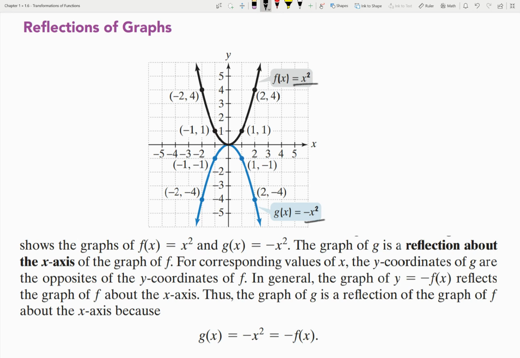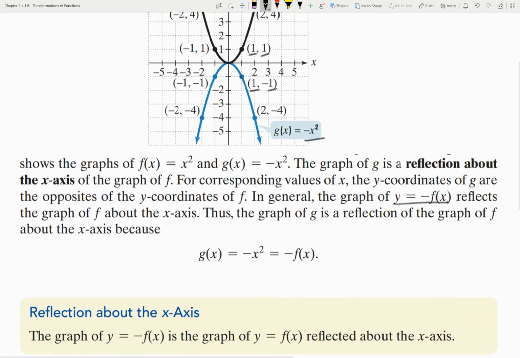So when you reflect something in the x-axis, the y-coordinates are opposite. So we have 1, 1. Down on the blue graph, we have 1, negative 1. The input is the same. The output switches from positive to negative. Okay. So in general, when we do this, y equals negative f of x reflects the graph around the x-axis.